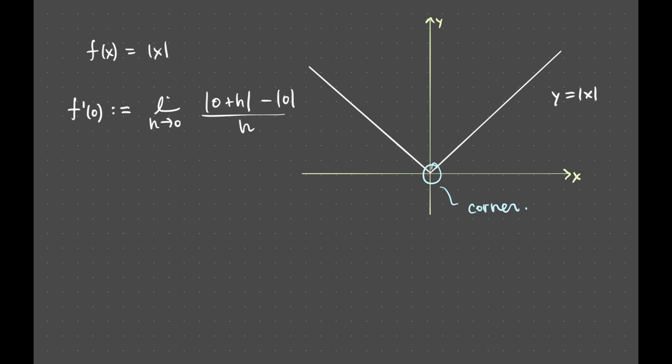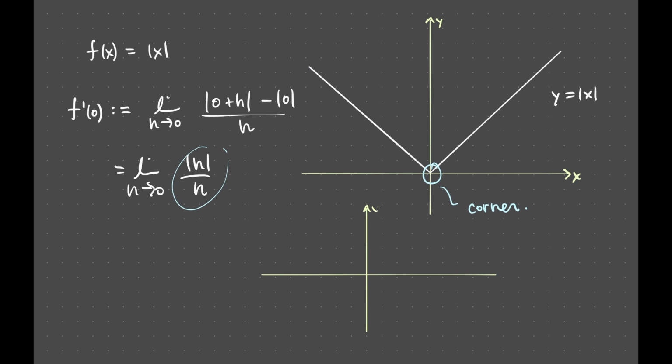By writing everything out, we see that we get the limit as h goes to 0 of the absolute value of h plus 0 minus the absolute value of 0 all over h. Simplifying a little, this limit becomes the limit of the absolute value of h over h. In a previous video, we actually saw that this limit doesn't exist by investigating the left-hand limit and right-hand limit separately and showing that they don't agree.